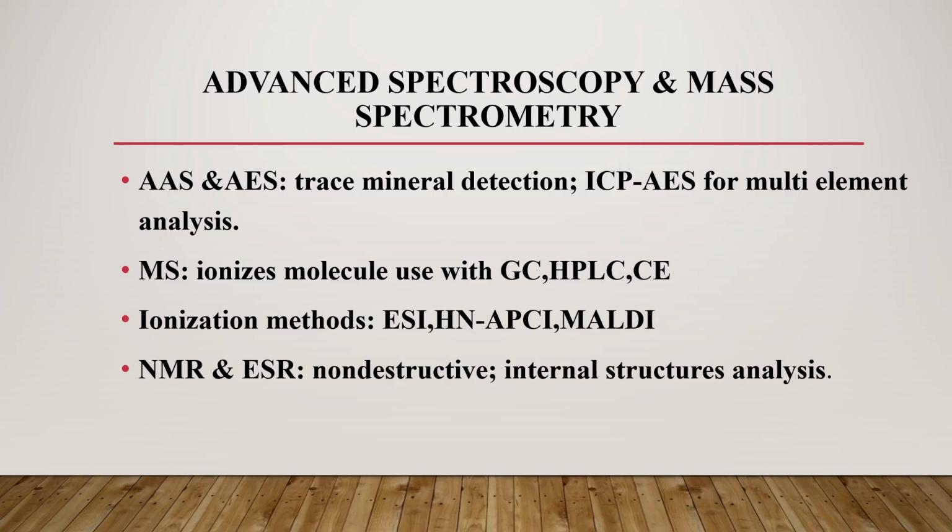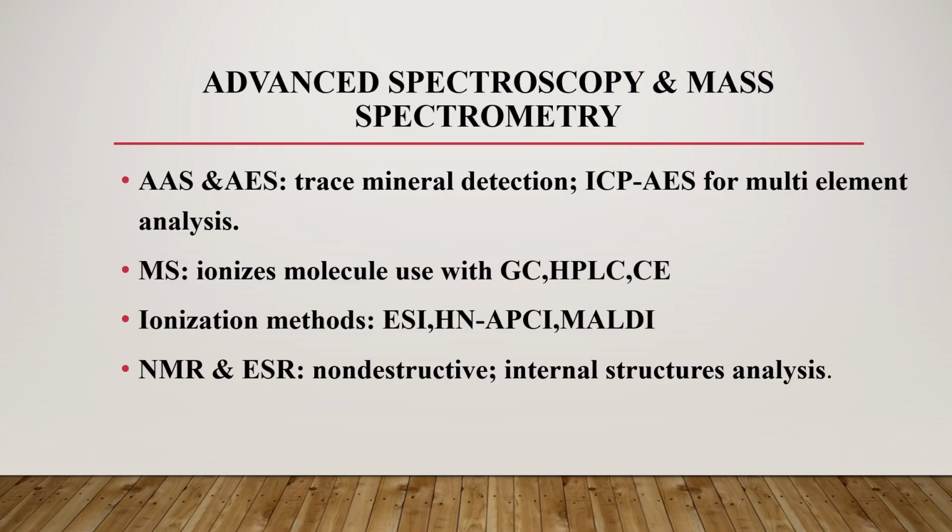Advanced techniques offer deeper insight into food composition: atomic absorption and atomic emission. Spectroscopy detects trace metals. ICP-AES can analyze multiple elements simultaneously. Mass spectrometry identifies compounds by mass-to-charge ratio. This is often paired with separation techniques like GC or HPLC.